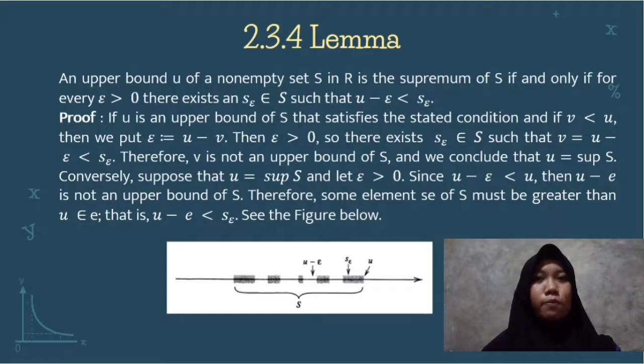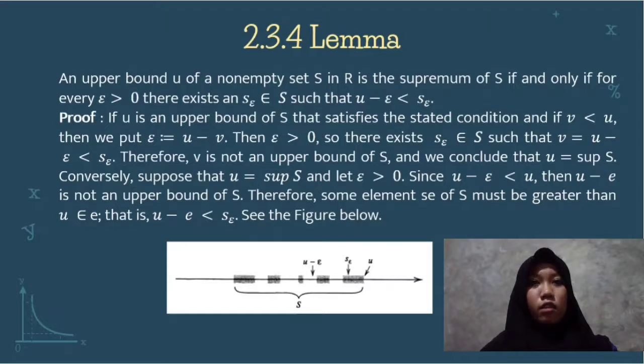s_epsilon. For the proof, if U is an upper bound of S that satisfies the stated condition, and if V is less than U, then we put epsilon equals U minus V, then epsilon is greater than 0. So there exists s_epsilon an element of S such that V equals U minus epsilon is less than s_epsilon. Therefore, V is not an upper bound of S, and we conclude that U equals the supremum of S.